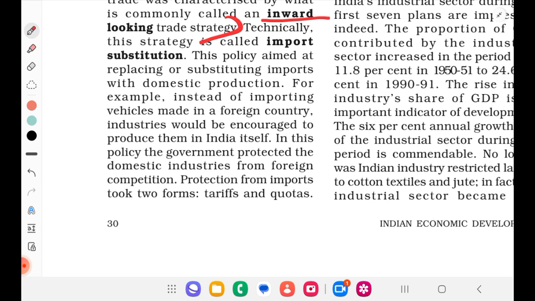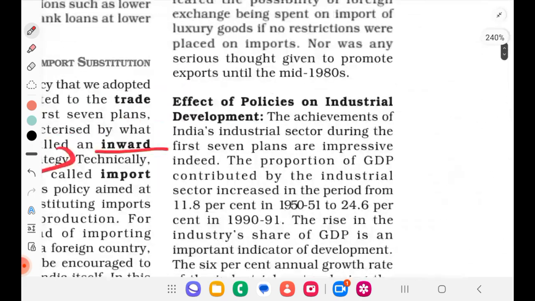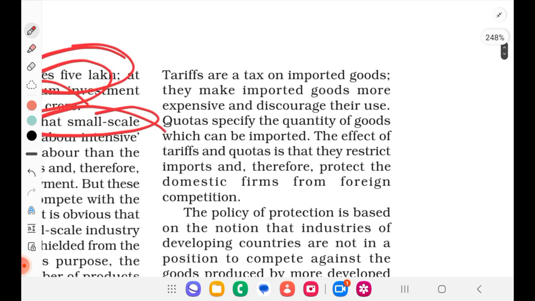In this policy, the government protected the domestic industries from foreign competition. Protection from imports took 2 forms: tariff and quotas. Tariffs are a tax on imported goods. They make imported goods more expensive and discourage their use. Quotas specify the quantity of goods which can be imported. The effect of tariff and quota is that they restrict import and therefore protect the domestic firms from foreign competition.